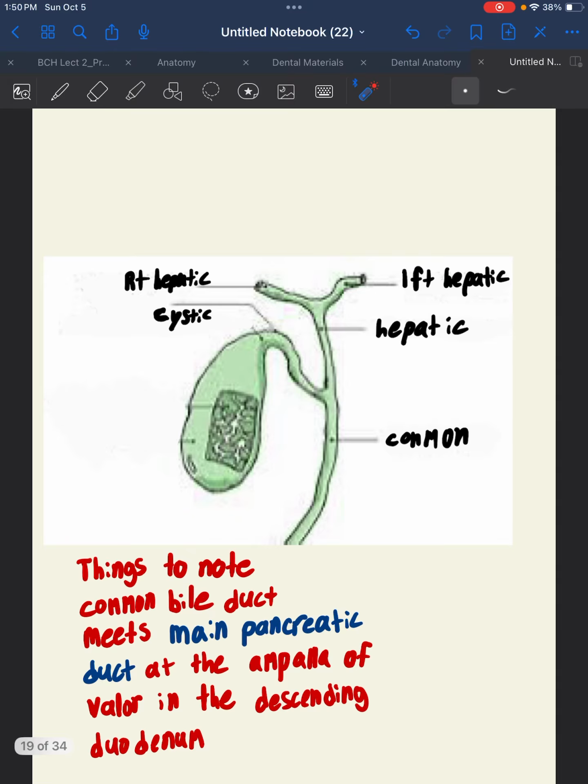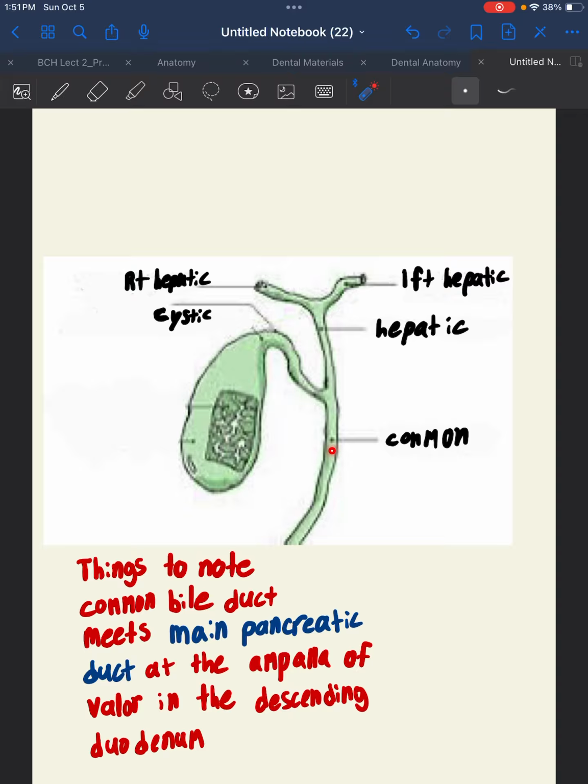Okay, so one more time. You're going to have the fundus right here of the gallbladder, body of the gallbladder, neck of the gallbladder, cystic duct, common hepatic duct. You're going to have the right hepatic duct, left hepatic duct. Common hepatic duct will actually meet the cystic duct at this point right here. Bile from that will either travel through the cystic duct into the gallbladder or continue to travel down through the common bile duct.